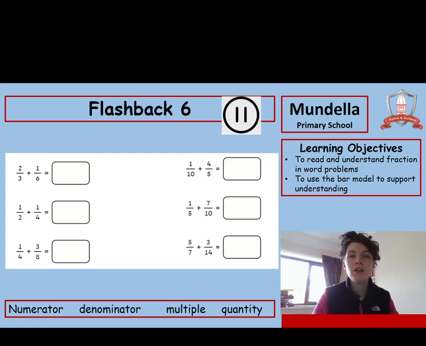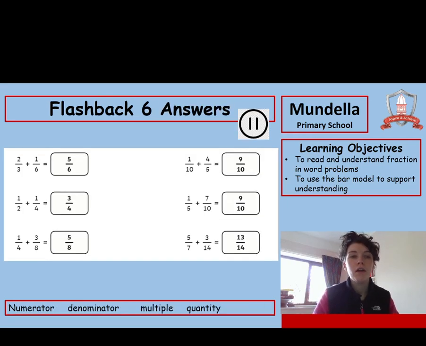Okay then everyone, so the answers are coming up in 3, 2, 1. There we are. So well done for recognising that the lowest common multiple in this case would be 6, so that would be 5 sixths. The lowest common multiple here is 4, and that adds together to make 3 quarters. Then 5 eighths, then 9 tenths, because 4 fifths is 8 tenths. 1 fifth add 7 tenths, the lowest common multiple for the denominator would be 10, that added together makes 9 tenths.